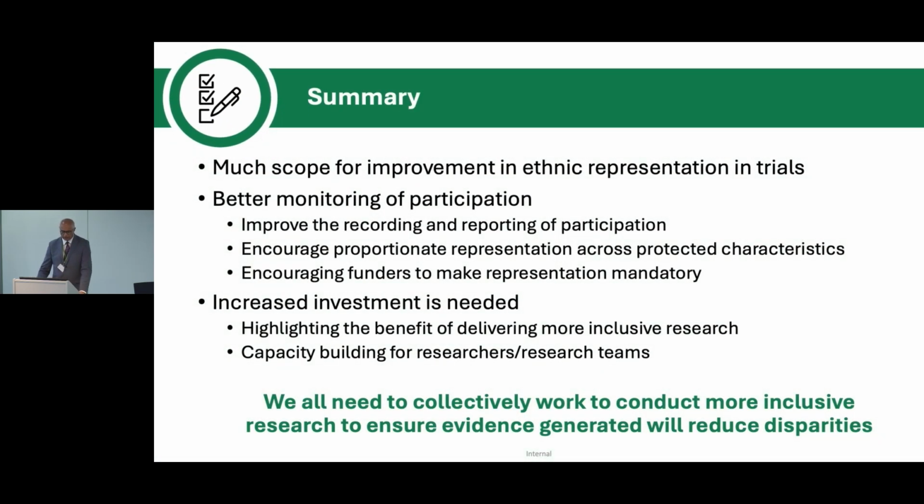So in summary, there's a huge scope for improving ethnic minority and other protected characteristics in trials. We need better monitoring of participation. As a UK, we're overall good for big data. We can still improve. There are some differences there, which we can talk about later. We need to think about proportional representation for certain protected characteristics in certain trials. We need to make funders aware that it does make a difference in having proportional representation, but it does cost money to invest and try and get more patients from those ethnic minority backgrounds recruited. It's not as easy as it is with certain populations.